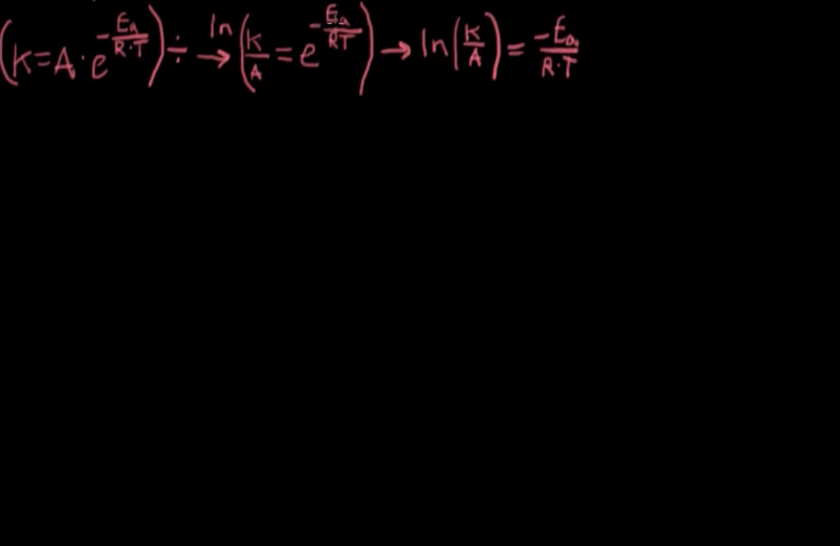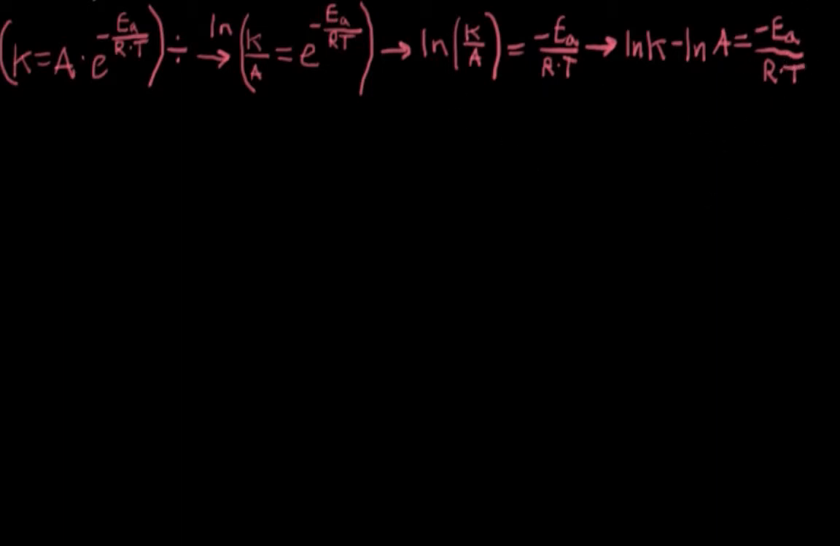In this case, our blah blah blah is negative E sub A divided by R times T. So we just sort of drop the E from there, and then we use our logarithm rules to separate this expression right here out. What I mean by that is we can separate it into the natural log of K minus the natural log of A is equal to negative E sub A divided by R times T.